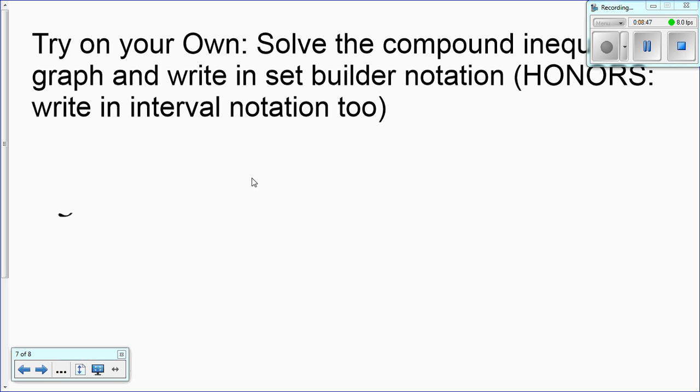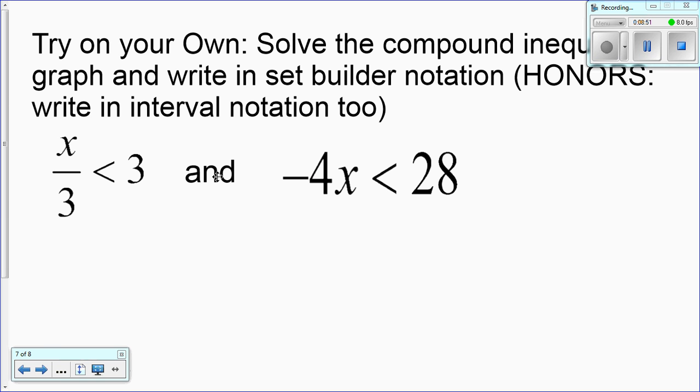So here is the problem. There's the problem. You have x over 3 is less than 3 and -4x is less than 28. So pause the video and actually work it out. Don't just copy down my answer, because that's not how you learn. Solve it, graph it, write it in set builder notation. When you come back, I will have the answers for you.